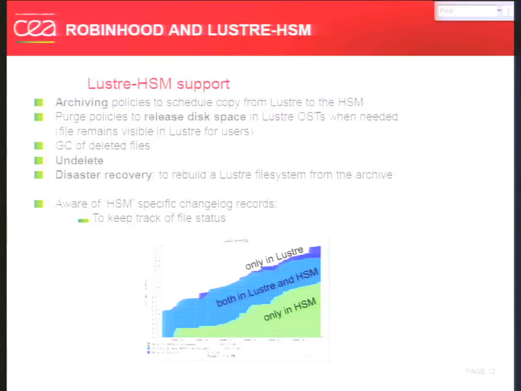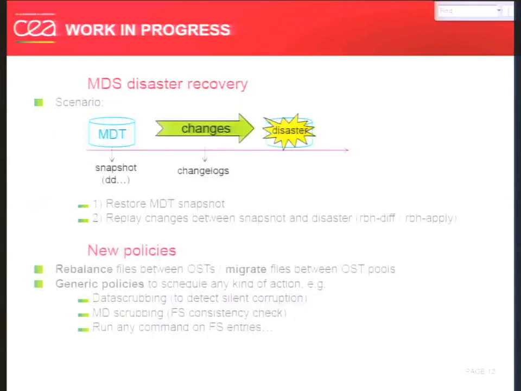And so you will be able to have this kind of graph to know what has been migrated, what is only in the HSM and still visible in Lustre but the data are no more there, and where the new data are, for example. And this is useful for disaster recovery. So we've got new features which are not yet there but will be available soon.